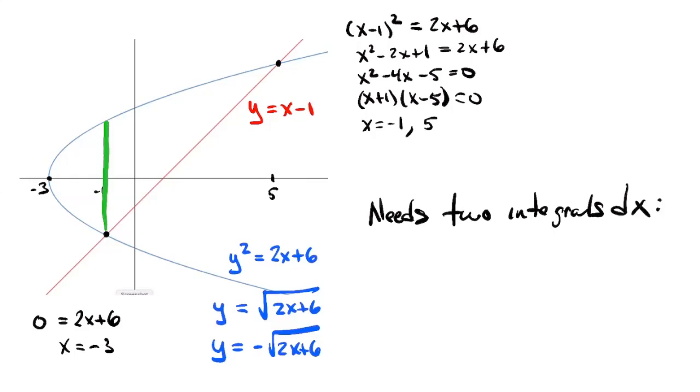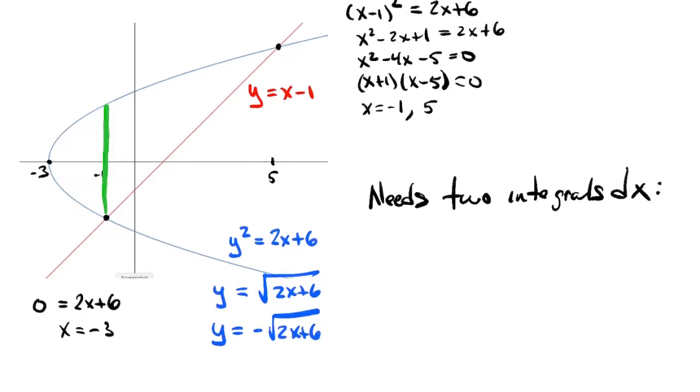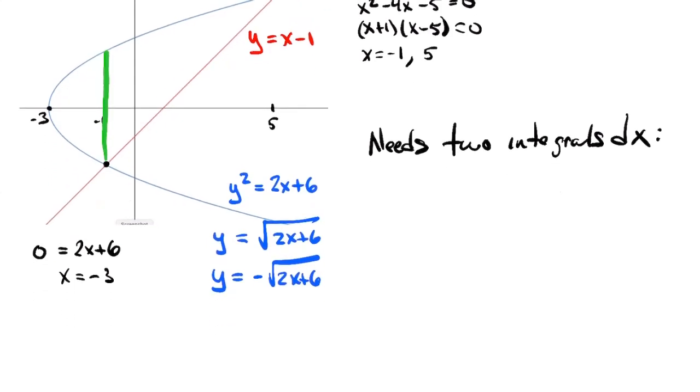Well, dx, integrating with respect to x. Let's write them down real quick. I'm going to have to scroll a little bit for the picture here, but the total area that we want, one of the integrals would be over this first interval. It would be the integral from negative 3 to negative 1.